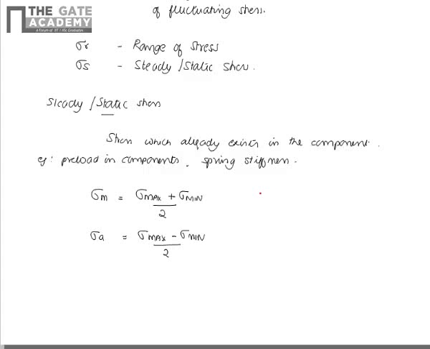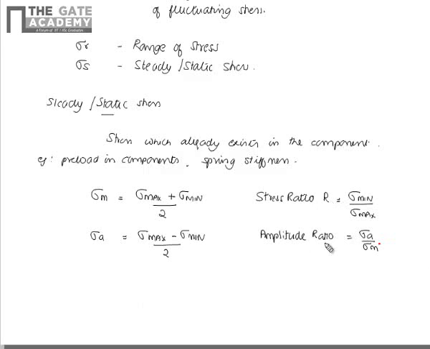And another few parameters called stress ratio, that is R, is nothing but sigma min by sigma max, and the amplitude ratio is nothing but sigma a by sigma m. So if any of these parameters is given, then we can find out the remaining parameters. Like if sigma min and sigma max is given, then we can find sigma m, sigma a, stress ratio and amplitude ratio using these formulas.